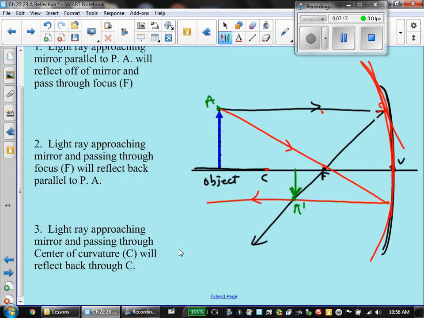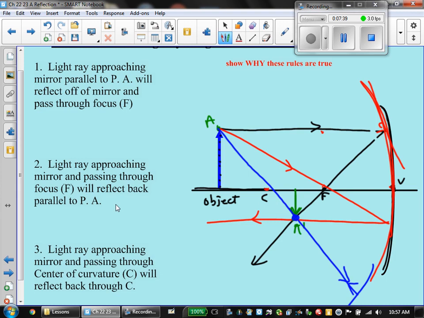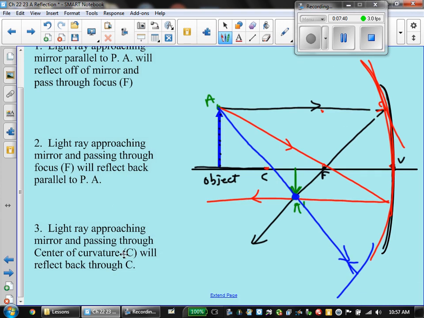So if I send a light ray in from A down through C, it also passes through the exact point, and it has to. All three rules have to work. It's going to hit the mirror, again, along a normal line, come right back out. And so all three of those points will hit at the same location. So we use these three rules: in parallel out through F, into F out parallel, and in through C back out through C. We use these, any two of the three, to form an image with a curved mirror.